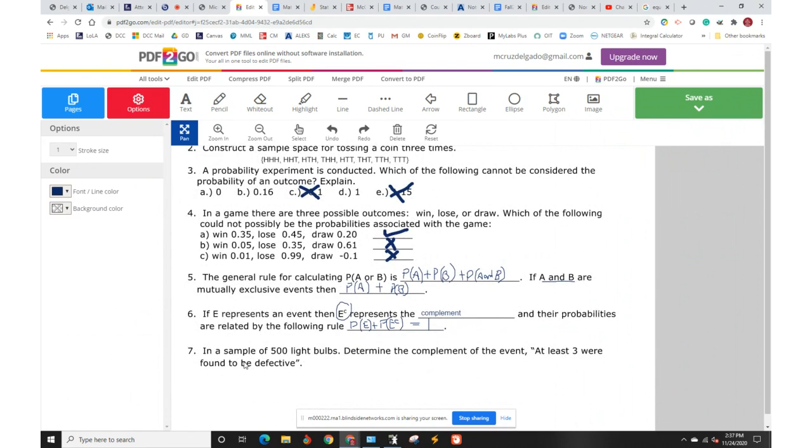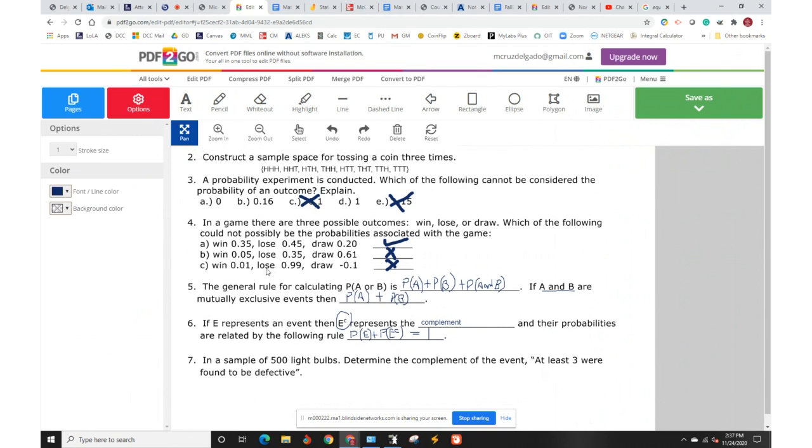So at least 3, and the way to put that is, it might help if you write it as x ≥ 3. That's what at least 3 means: 3 or greater. So the complement would be x is less than 3, or you could say x is less than or equal to 2. Either one would be the same thing.